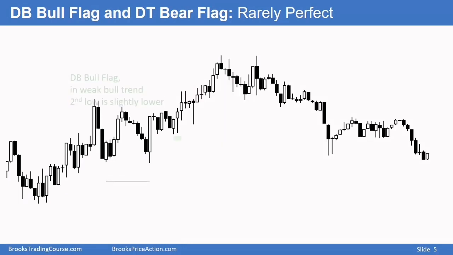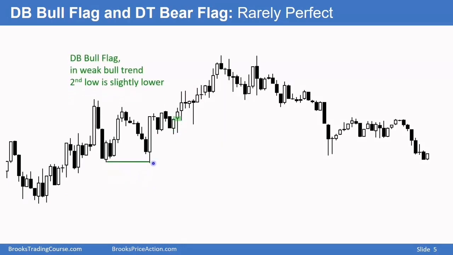Double tops, double bottoms, they're rarely perfect. So we have a double bottom bull flag and a weak bull trend. Second low is slightly below that low, but it's still a double bottom bull flag. This is a double bottom bull flag as well. You can buy above that bar.